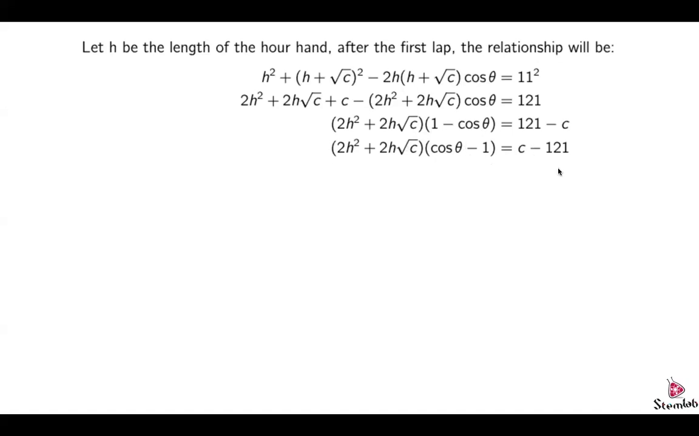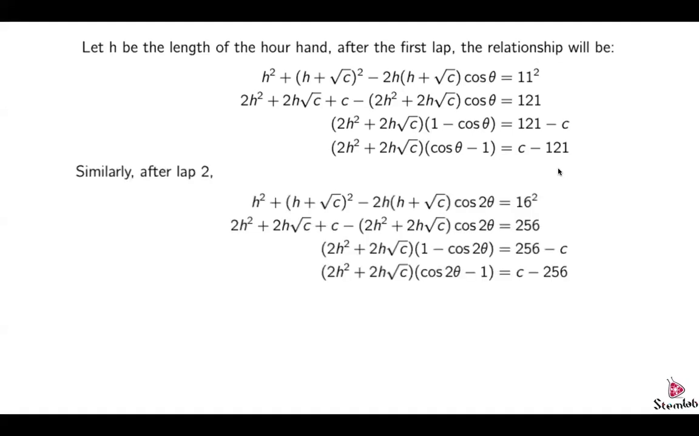Okay. Doing the exact same manipulation after the second lap, we have a very similar expression. As you can see, there's nothing that we did in the manipulation of the first lap to say that cosine theta was special. So technically, we could just have written the last line here immediately after we figured out the expression for the first lap. But it's exactly the same thing.